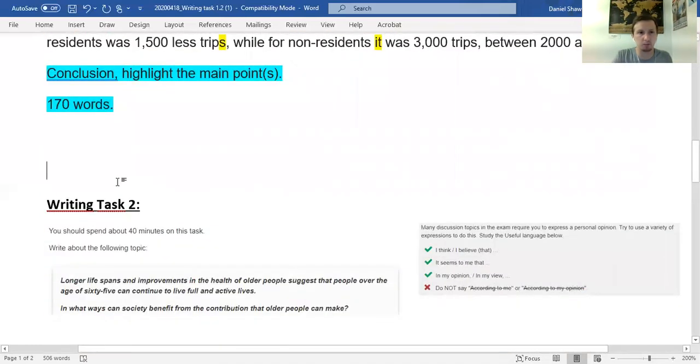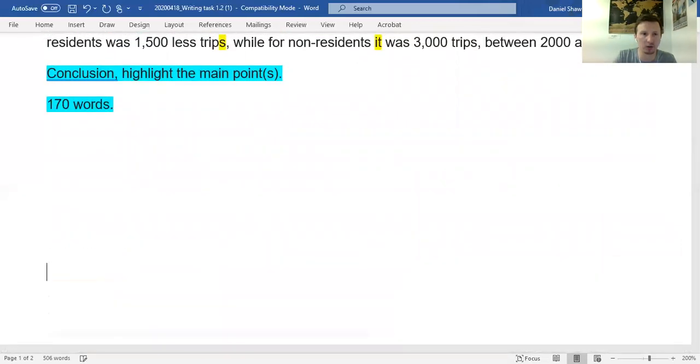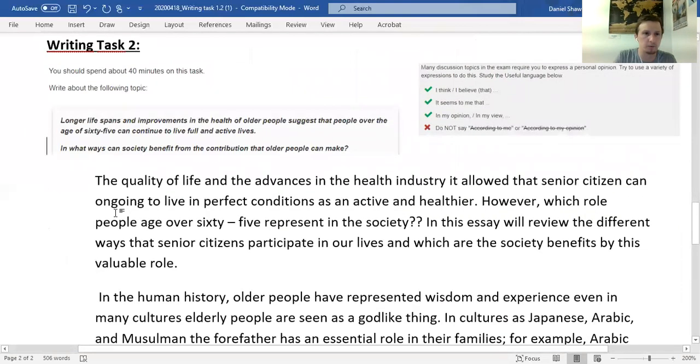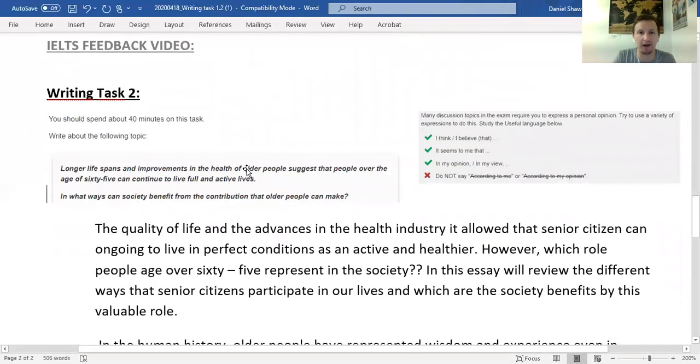All right, so let's move on to writing task 2. Let's have a look down here. So 40 minutes for this one. The topic: longer lifespans and improvement in the health of older people suggests that people over the age of 65 can continue to live full and active lives. In what ways can society benefit from the contribution that older people can make?